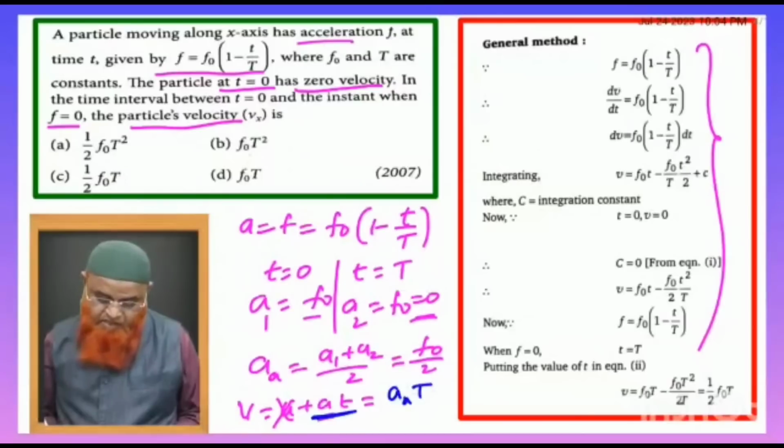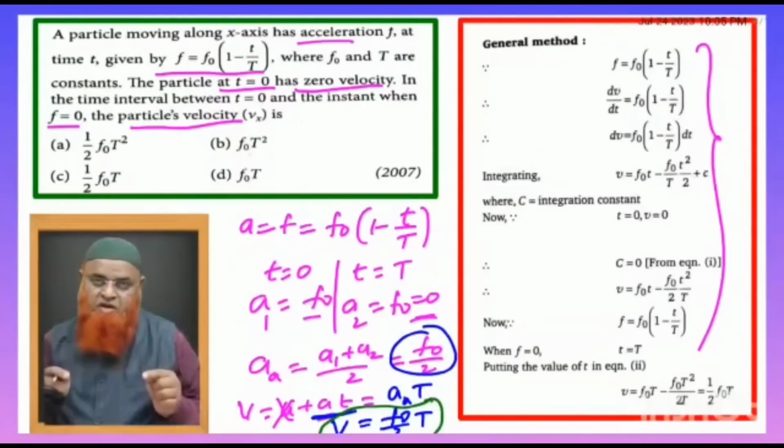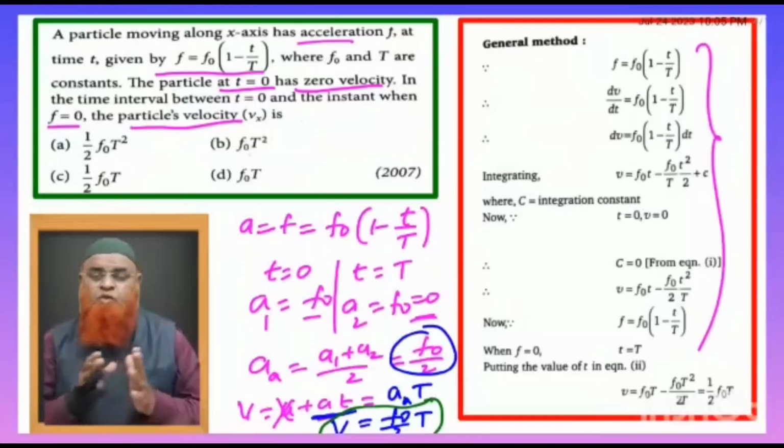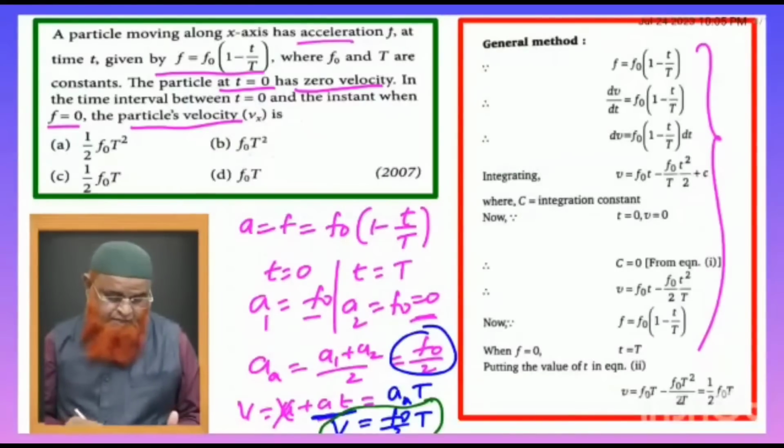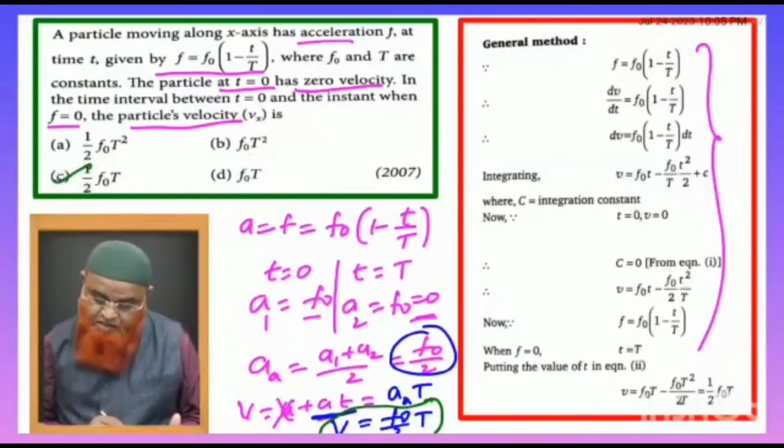In this problem, t is taken as capital T. So velocity is nothing but average acceleration, f0 by 2, into t. So this is going to be your answer: f0 by 2 into capital T. How do you feel about solving the problem without integration and differentiation? A different approach, you can see. So your correct option is C.